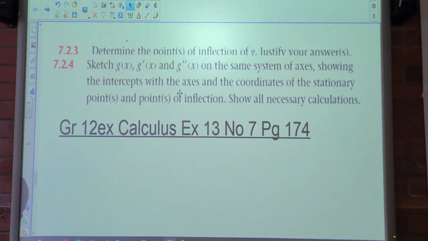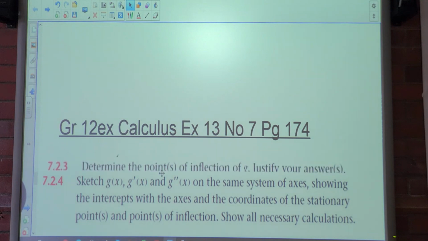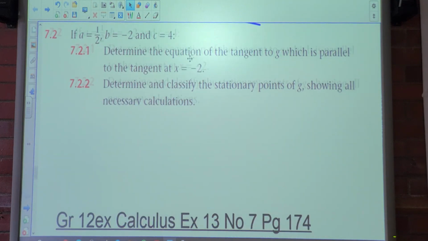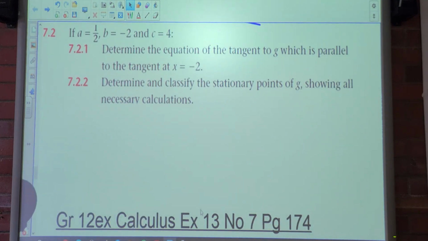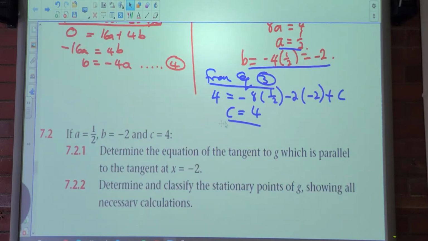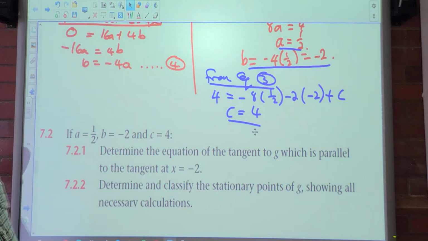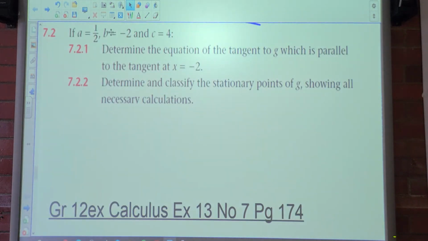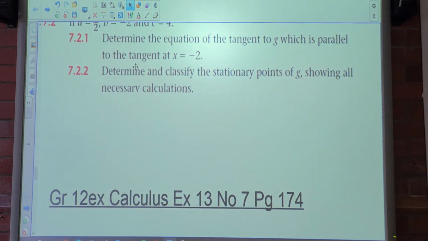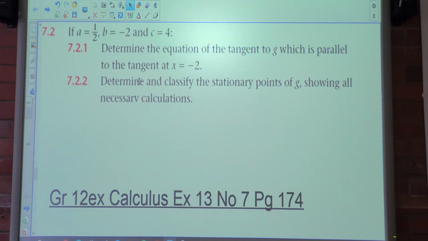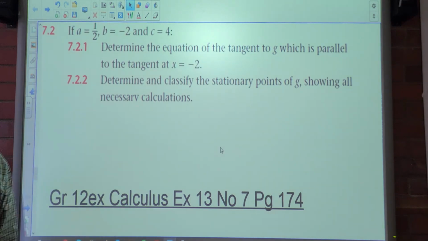People, 7.2, let's just pull this down here. 7.2, we are told if a is equal to a half, b is equal to negative 2, c is equal to 4, which confirms my answers there. And people, if you got the correct answer, which is normally given, please use what is given to you.